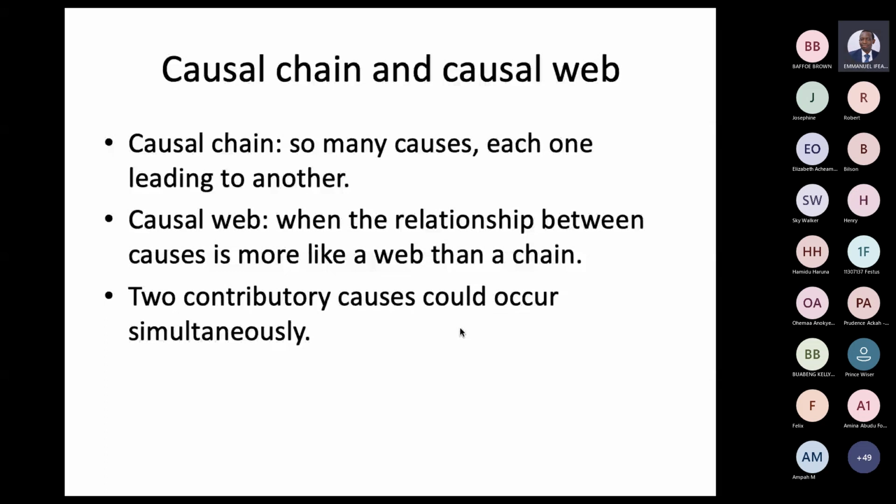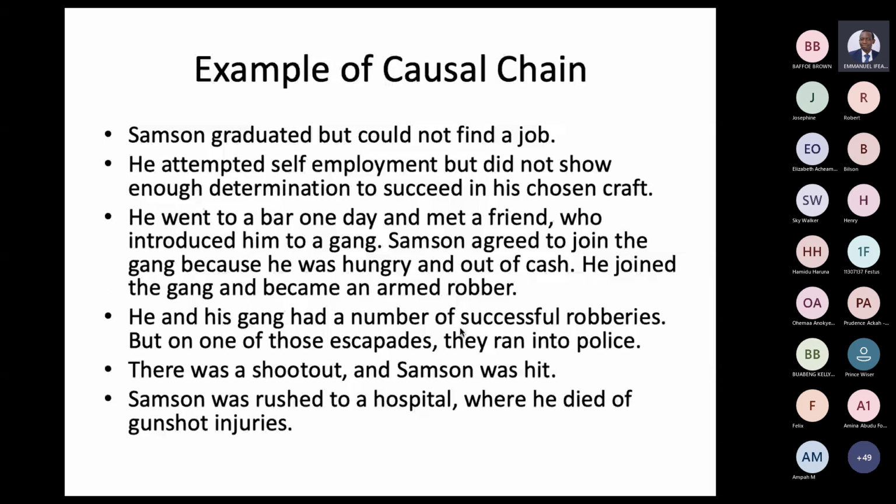Now, an example of a causal chain. Samson graduated but couldn't find a job. He then attempted self-employment but did not show enough determination to succeed in his chosen craft. He didn't succeed. Then he went to a bar one day and met a friend who introduced him to a gang. Samson agreed to join the gang because he was hungry and out of cash. He joined the gang and became an armed robber. He and his gang had a number of successes, but on one of those escapades, they ran into the police. There was a shootout and Samson was killed.